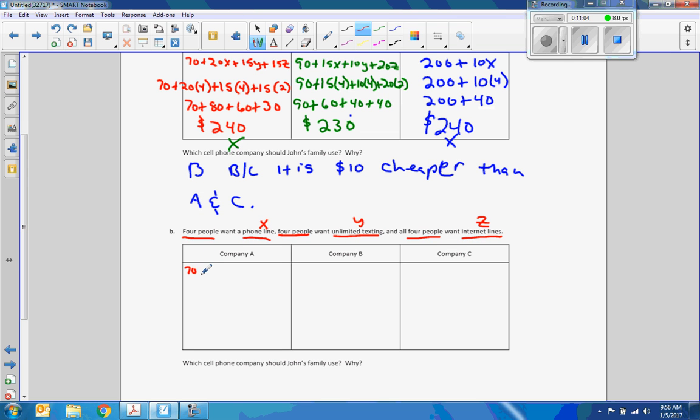70 plus 20x. Always write the formula down first. Never cut corners in math. The more thorough you are, the less chance of error. So first thing we do is write the formula. Then we substitute in the givens. X is 4.